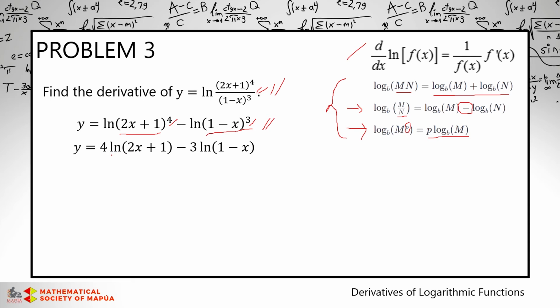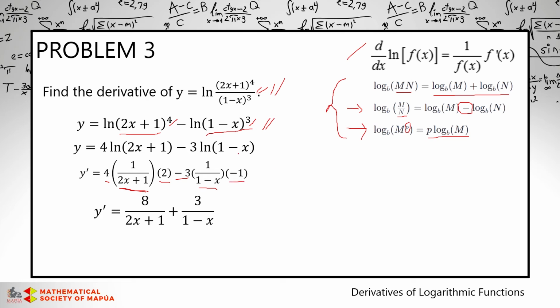From here, we can use 1 over u du. We take out the constant, which is 4, and then 1 over u is 1 over 2x plus 1. The derivative of 2x plus 1 is 2. Same with this: we take out the negative 3, then 1 over u, where u is 1 minus x, and the derivative of 1 minus x is negative 1. Simplifying it, we have 8 over 2x plus 1 plus 3 over 1 minus x.